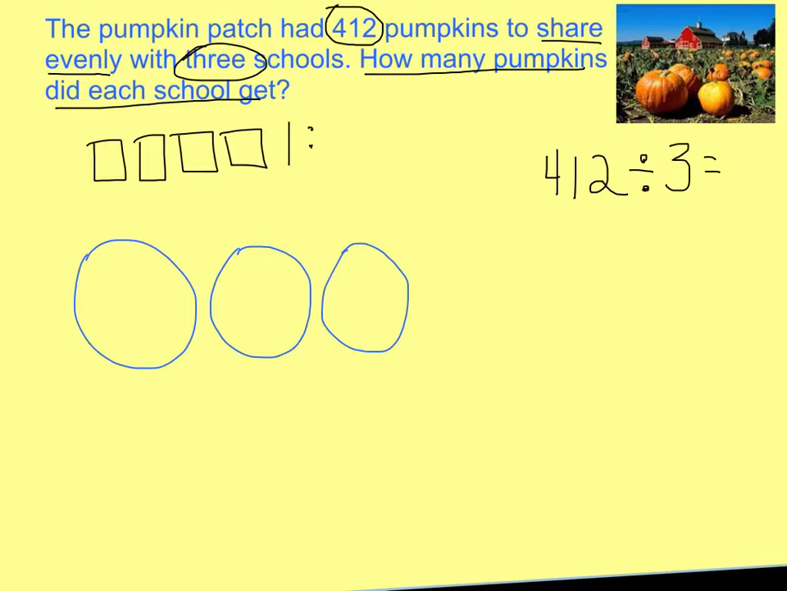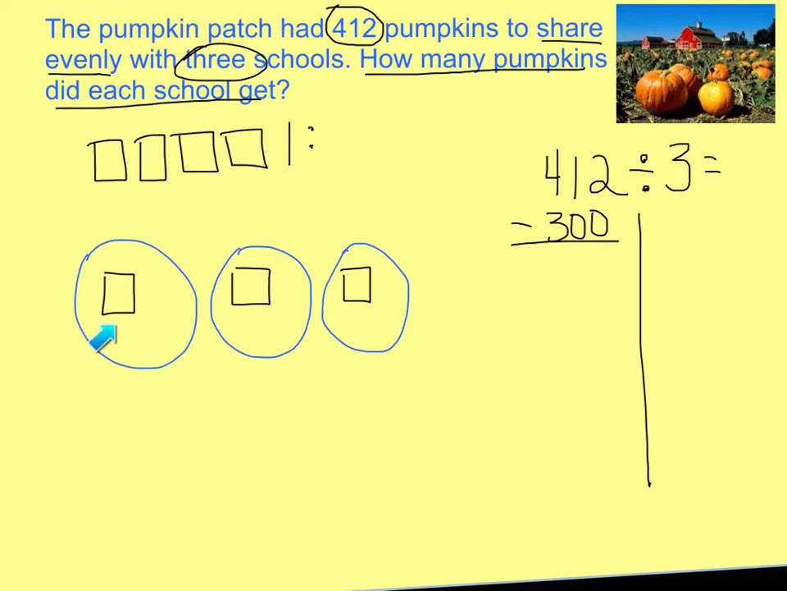And now I'm going to go ahead and share what I know I can divide right now. I see I have 4 mats. That's 4 groups of 100. I can evenly give each of my schools 100 pumpkins already. So with my repeated subtraction, I can take away 300 from my 412 because that's showing that I've already used up 3 groups of 100. 100, 200, 300. And each group got 100 apiece. That's why we record on this side of our chart how many's in each group.